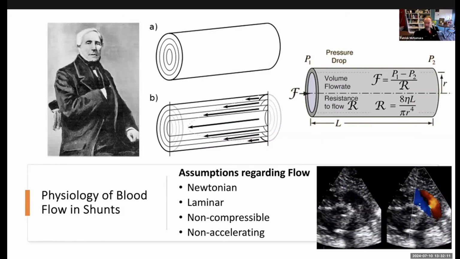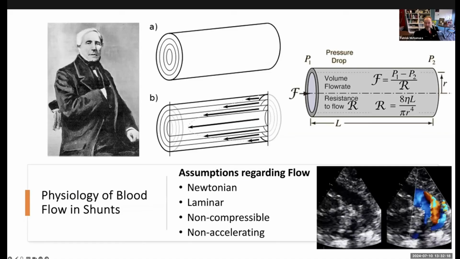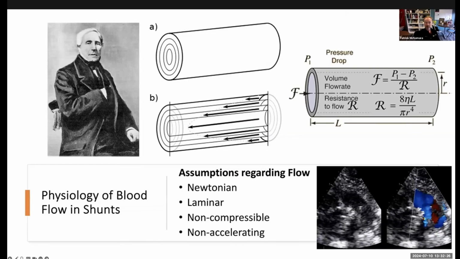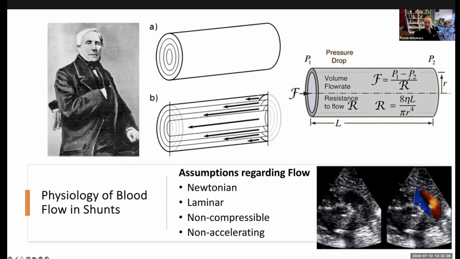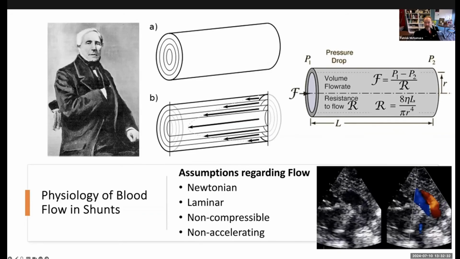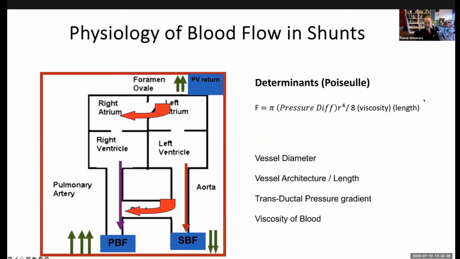Just to end very quickly, what about shunts? I'm not going to go into too much detail, but again, this is the Hagen-Poiseuille principle, which is based on the fact that flow in a vessel must be Newtonian, laminar, non-compressible, and non-accelerating. Flow is determined by the pressure, the diameter of the vessel, the viscosity of blood, and the resistance to flow, as demonstrated here.